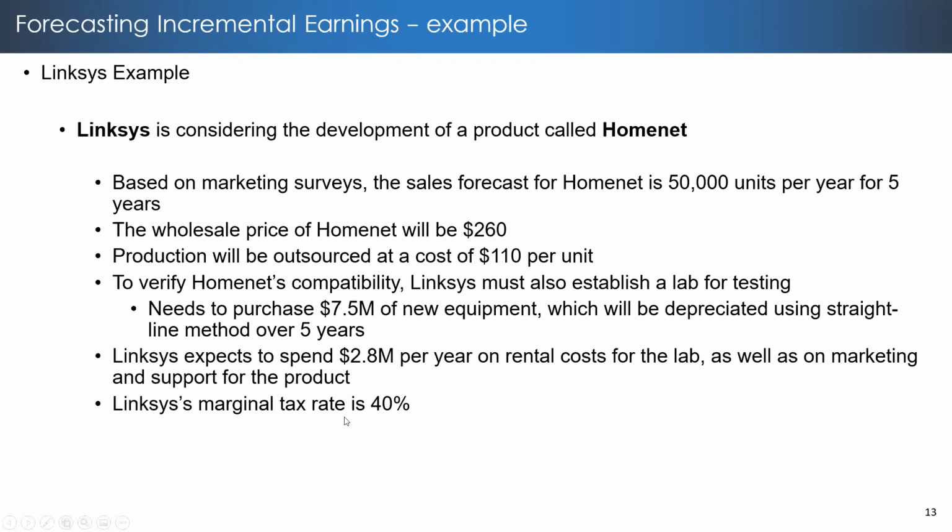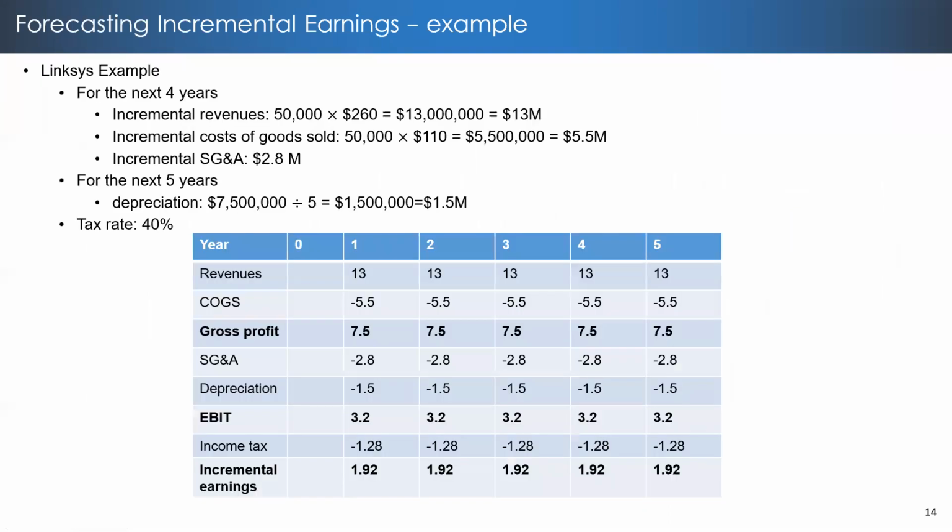Linksys expects to spend $2.8 million per year on rental costs for the lab. You can think of this 2.8 as SG&A expense, as well as spending on marketing and support for the product. So the total expense is $2.8 million. The marginal tax rate is 40%. After you deduct everything, you need to pay 40% tax to reach the incremental earnings. So this is the way we're going to do this.